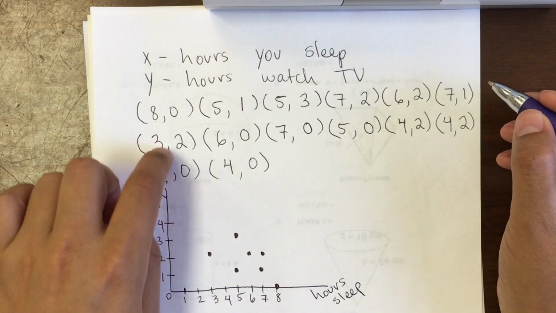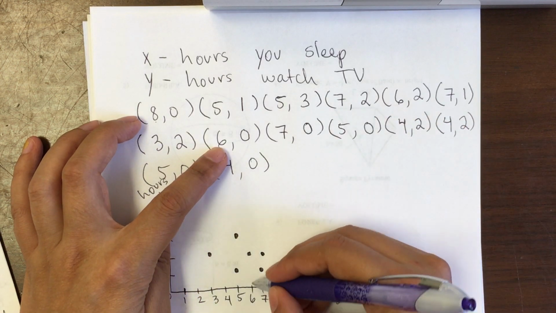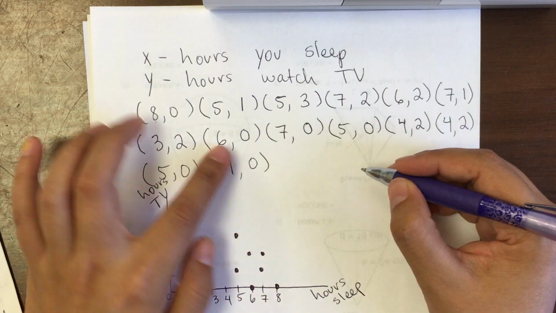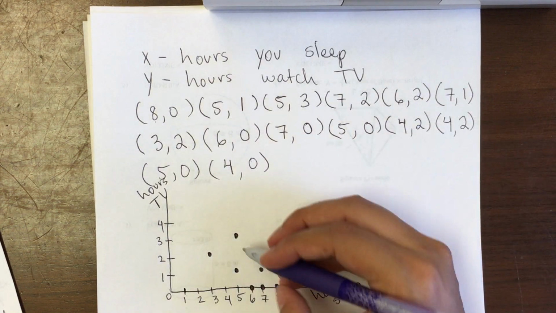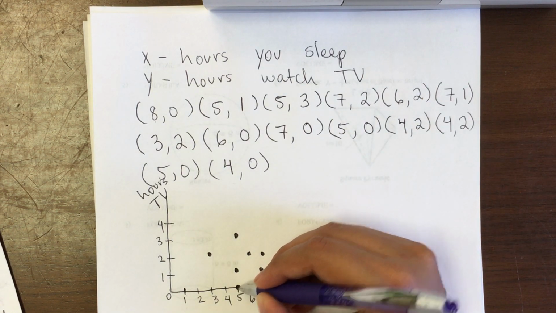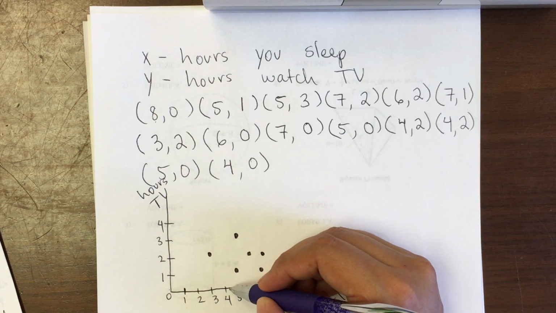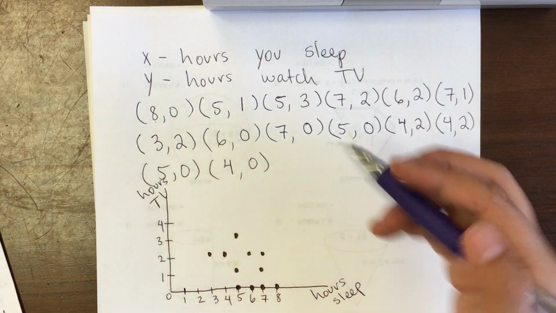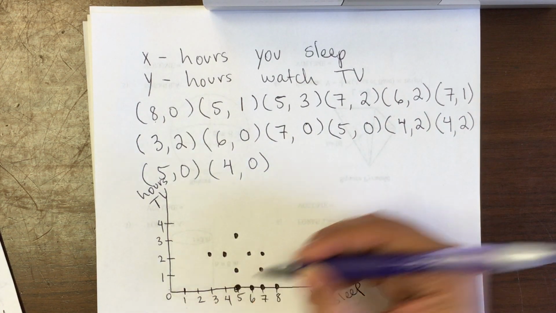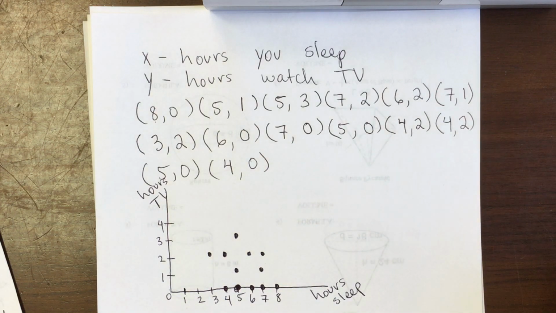I could not do that. Sleep only 3 hours. 6, 0. It's right there. 7, 0 is right here. 5, 0. It's 5, and then you don't go up. 4, 2. It's right there. 5, 0. Another 5, 0. And 4, 0. It's right there.